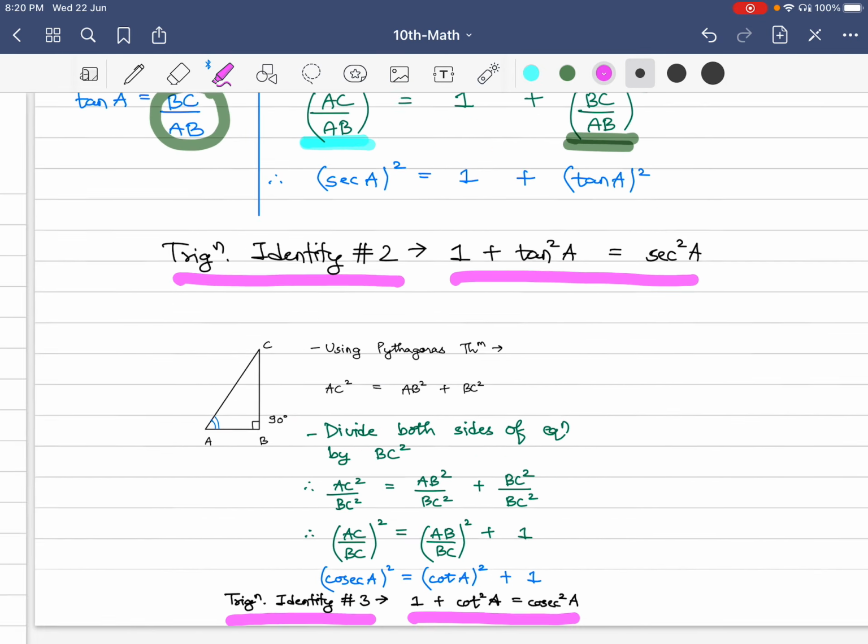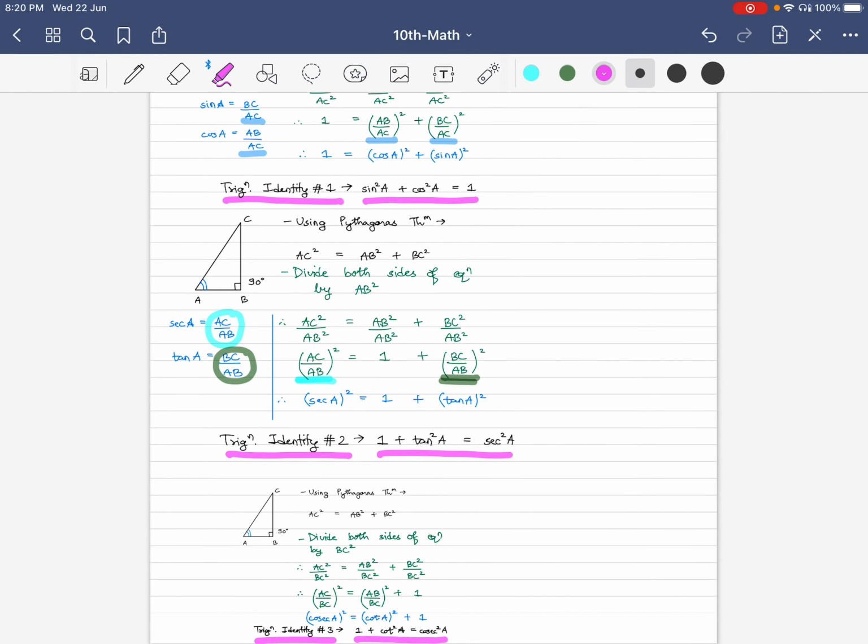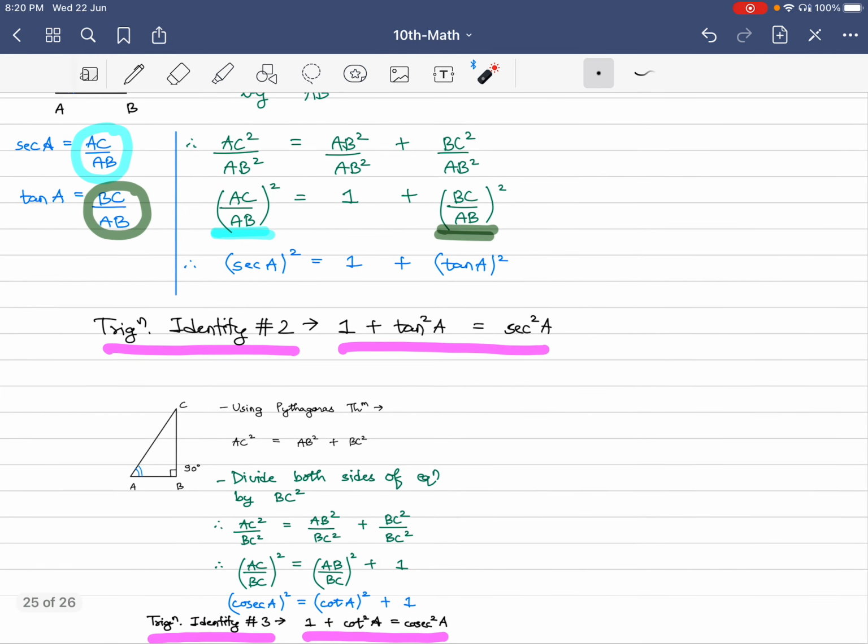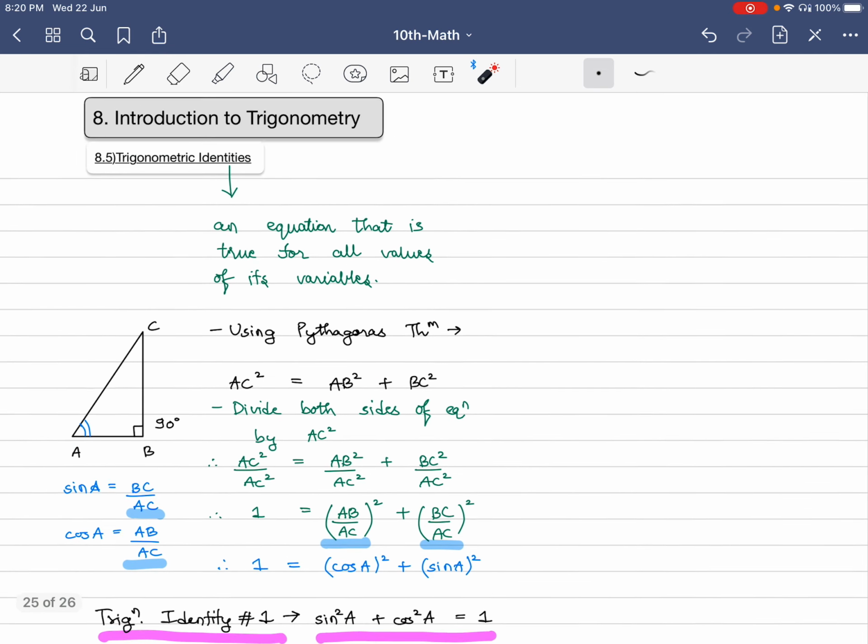So thus in this entire page, you can say this is our identity number 1, which involves sine and cos. Identity number 2, which involves tan and sec, and identity number 3, which involves cot and cosec. So thus we have discussed 3 different trigonometric identities in this entire video.